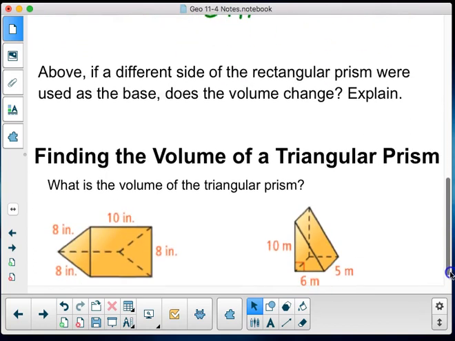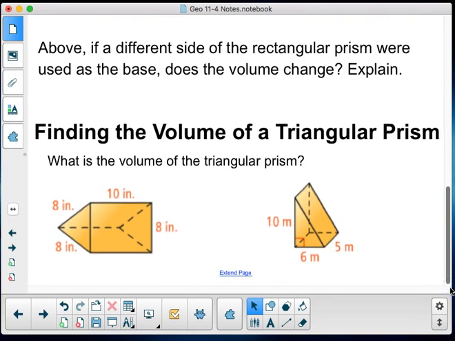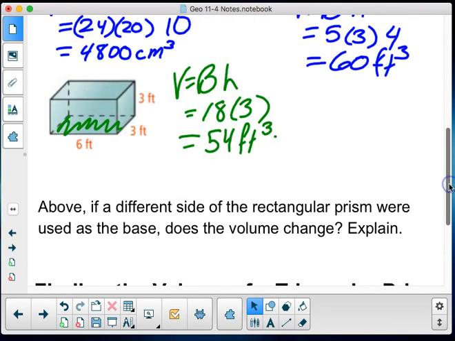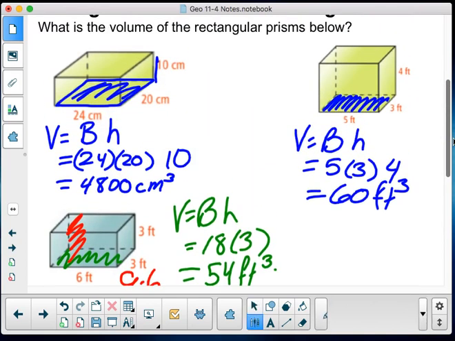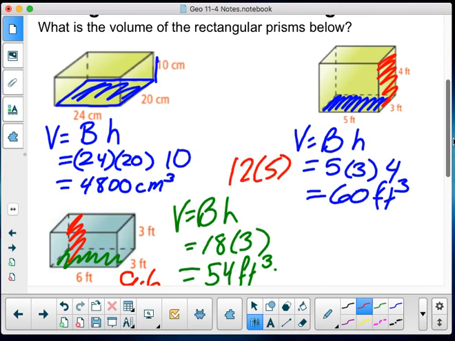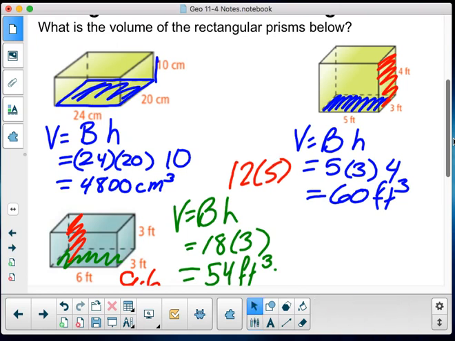Now, let's see if we have different things. If a different side of the rectangular prism were used as the base, does the volume change? If a different side was used as base, that's going to be 9 times 6. Boy, 9 times 6 is going to be way different than, oh, no, it's not. Of a different side, this is 4 times 3, that's 12. Well, 12 times 5 is way different than, oh, no, it's not. It's going to be the same.